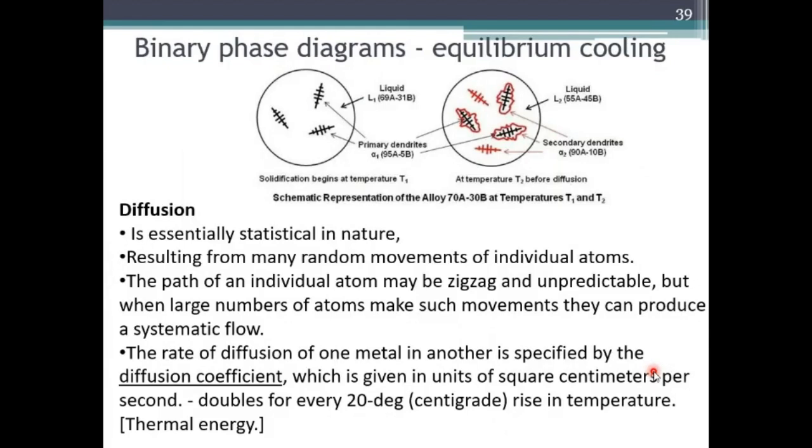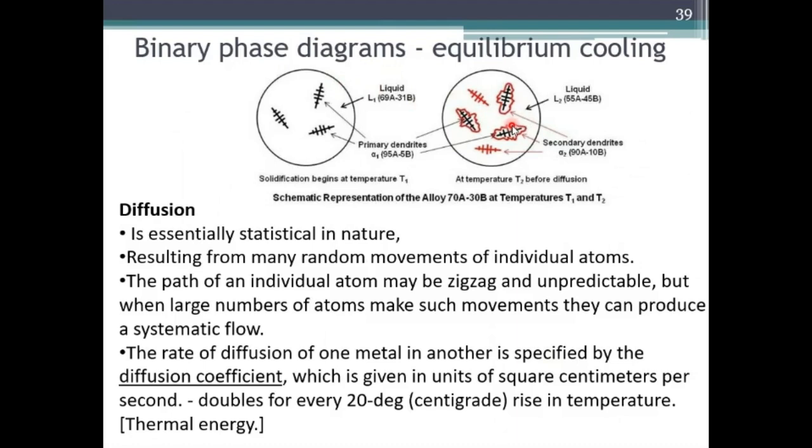Mainly when you talk about equilibrium cooling, we are doing the cooling in the equilibrium state. As I told you, when solidification begins, only the primary dendrites will be formed. Primary dendrites means when a solid is introduced in a solution, that solid forms dendrite-like structures. Now, when it is heated still more till temperature T2, the dendrites join and form a loop around it.